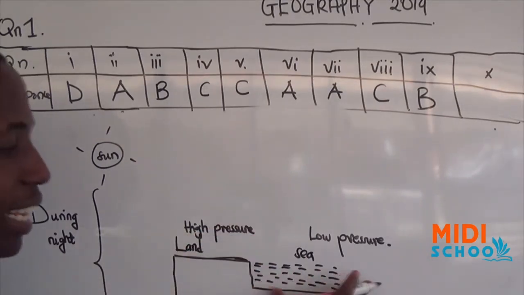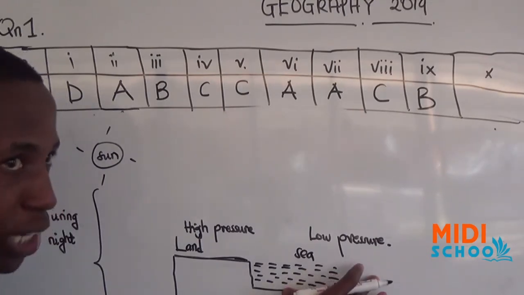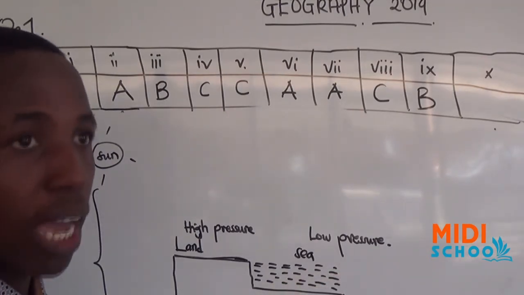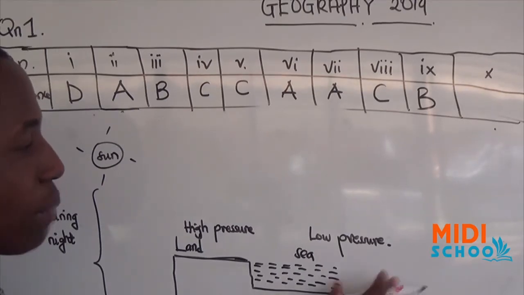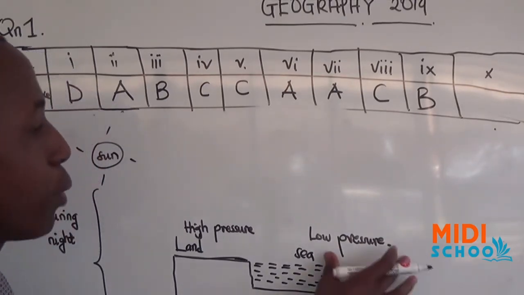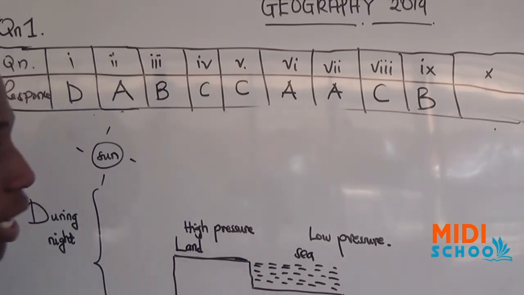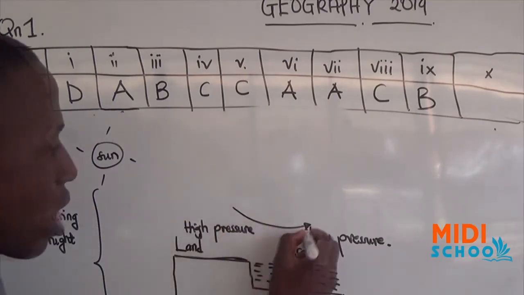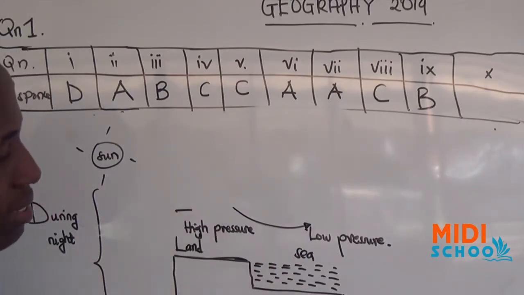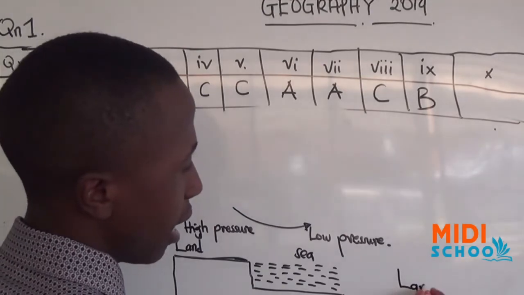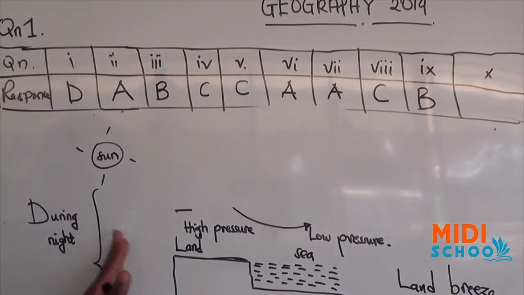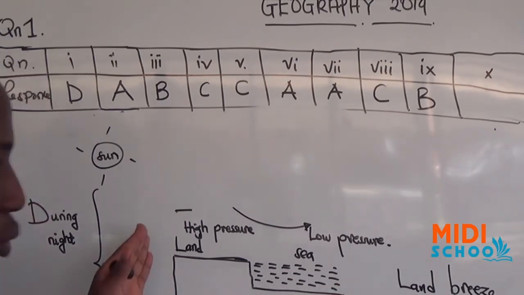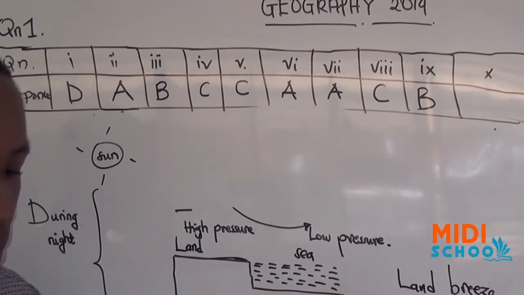And on this side in water, where there is high temperature, due to the releasing of heat from the absorbed temperature during noon, there will be high temperature. And if there will be high temperature, meaning that pressure will be low. And if pressure will be low, meaning that wind will blow from land to the sea. And this condition is called the land breeze, whereby wind blows from land to the sea, as it will be blowing from the region of high pressure to the region of low pressure. It's like this.